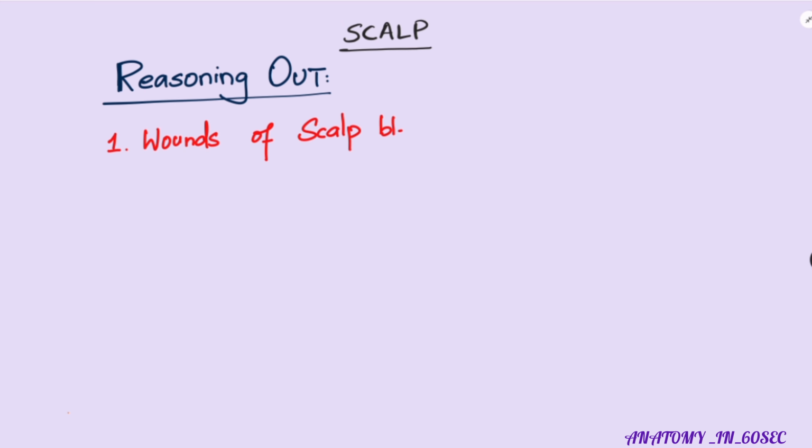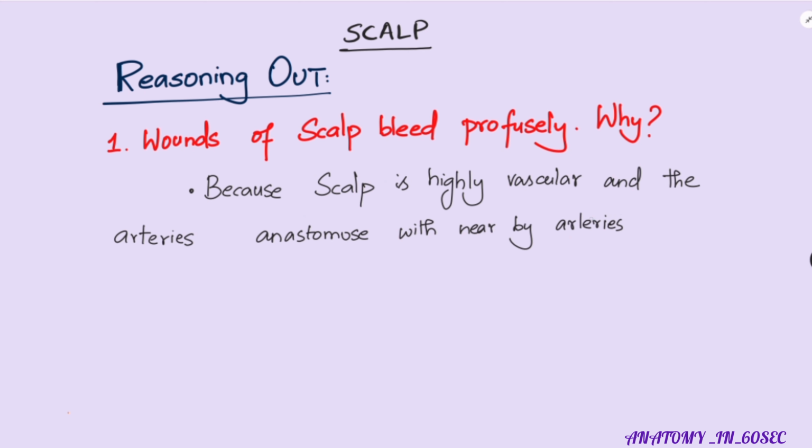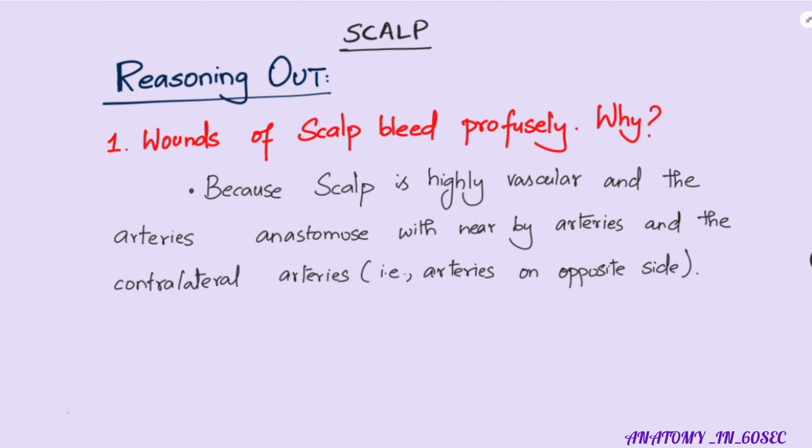Reasoning out. Wounds of scalp bleed profusely. Why? Because scalp is highly vascular, and the arteries anastomose with nearby arteries and the contralateral. That is, with the arteries on the opposite side.